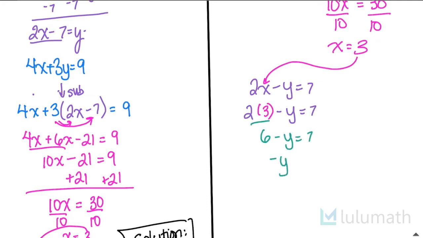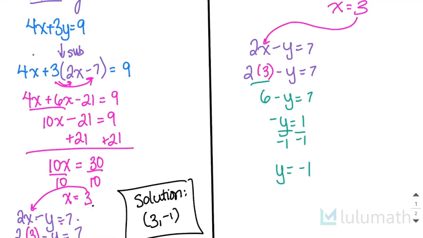Subtract the 6 from both sides. You get negative y equals 1. Divide both sides by -1, and we end up getting y equals -1. So we get the exact same solution that we got when we solved using substitution, which should be expected, that we would end up getting the exact same solution.